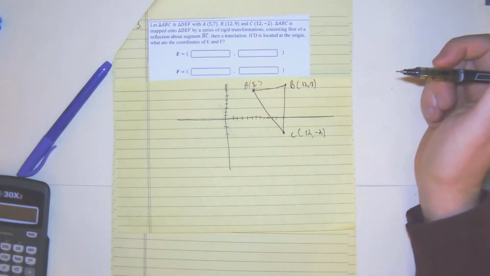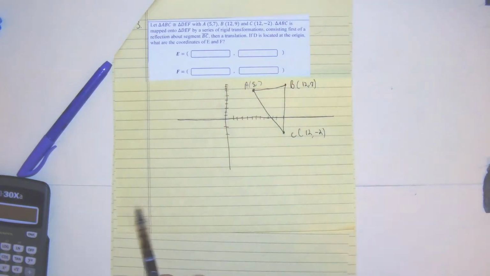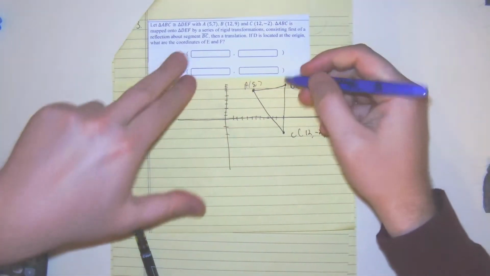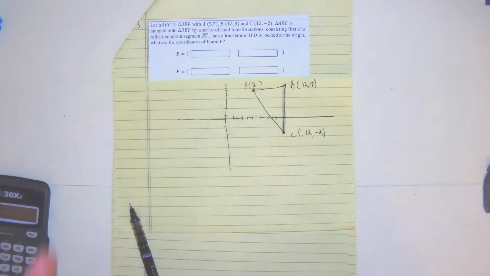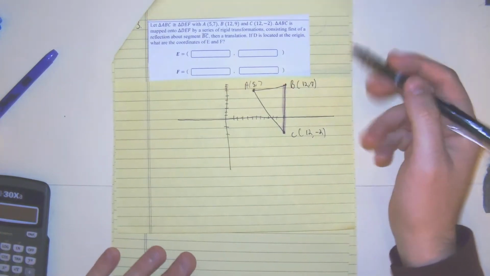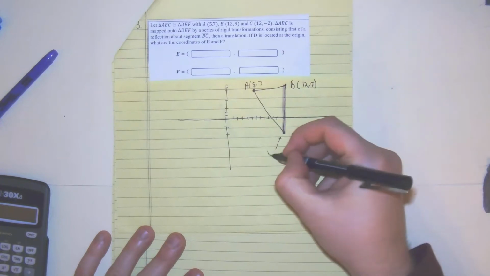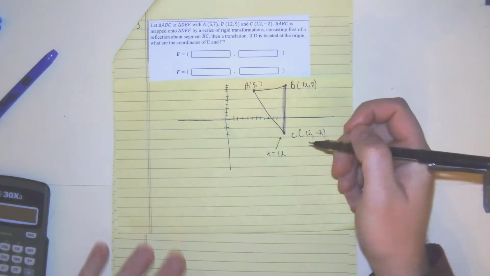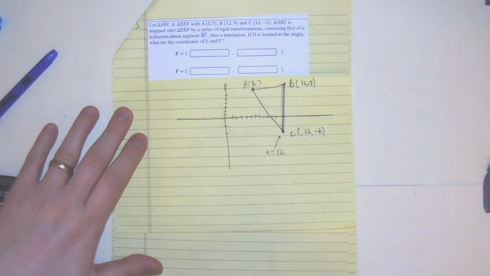Okay, so let's continue what it says. Considering the first reflection about BC. So the first thing that happens is we reflect over BC. BC is a straight line, as we can see. So this one would be reflect over x equals 12. So we're going to be reflecting over this x equals 12 because they both create a straight line.